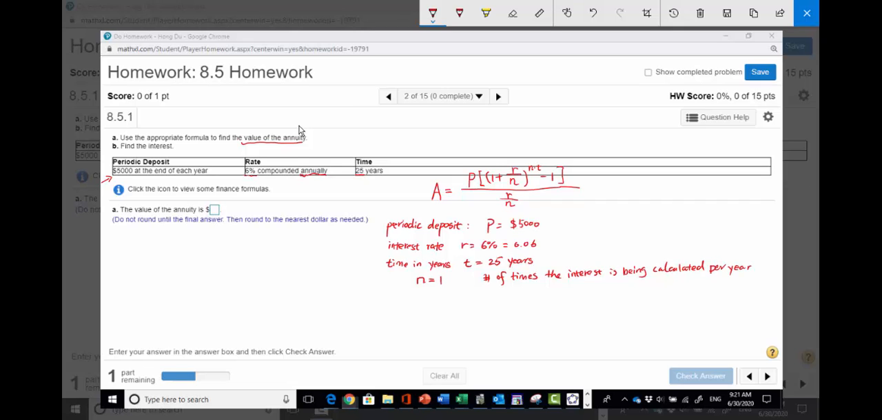So now we are ready to calculate the value of the annuity. The value of annuity A will equal 5,000 times, open bracket, open parenthesis, 1 plus 0.06 divided by 1, close parenthesis raised to 1 times 25, then minus 1, close bracket, then the bottom, 0.06 over 1. So now let's put everything into the calculator and calculate it.